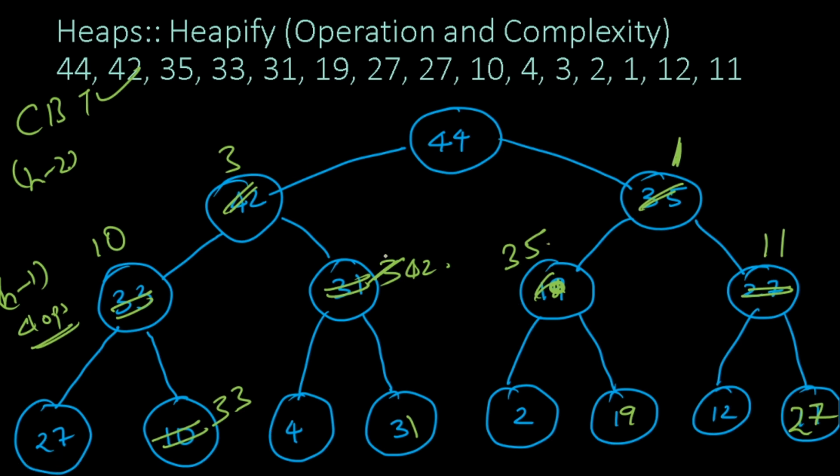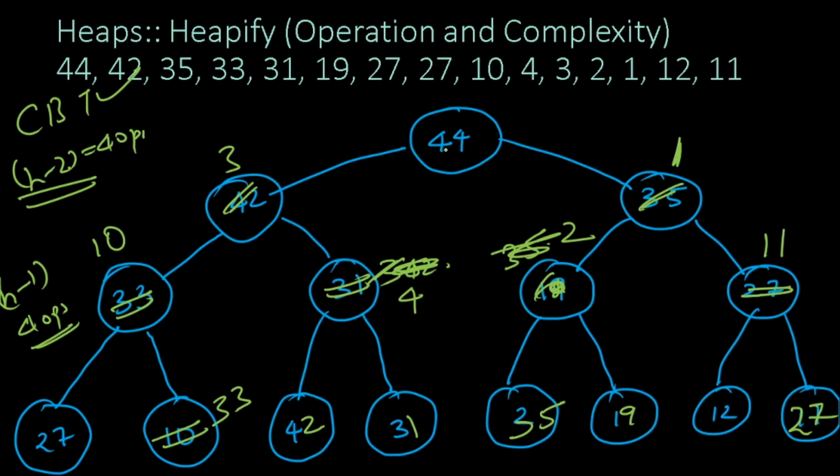We have to make a triad comparison here because we did a swap here. So 42, 4, 31. 4 comes here, 42 descends. Similarly, we did a substitution here in the left child, so let's make another triad comparison here. 35, 2, 19. 2 ascends, 35 descends. Now the h minus 2nd level is also complete. We did 4 operations: 2 operations for this level and 2 more for this level.